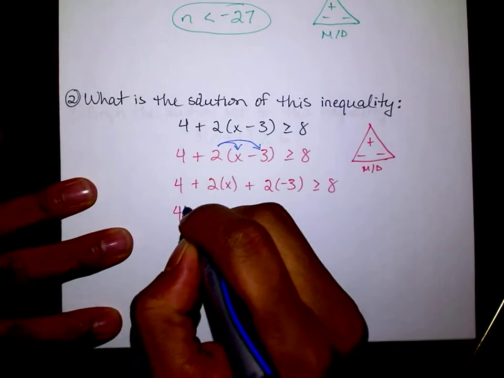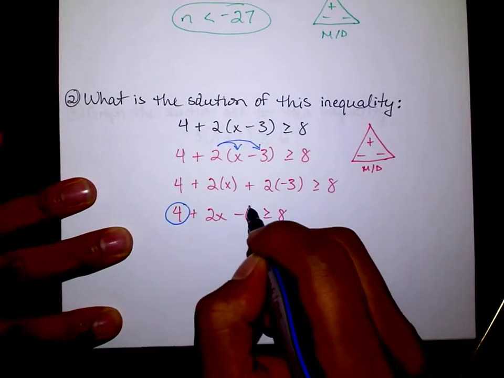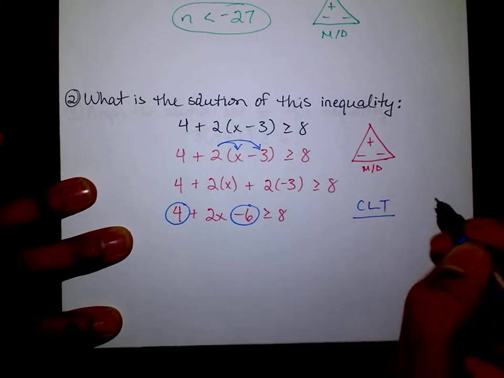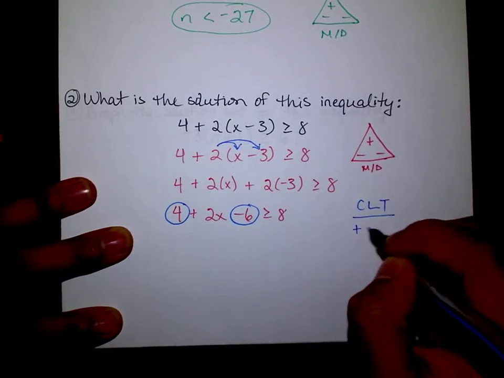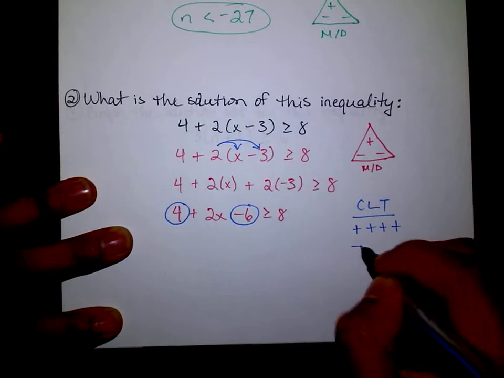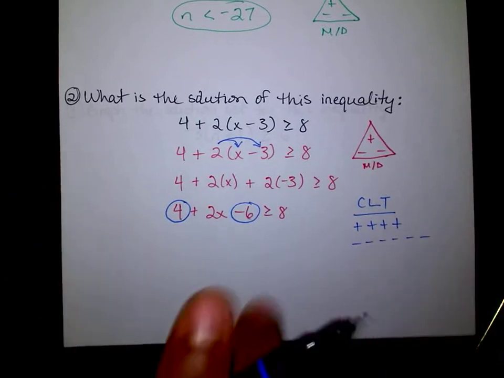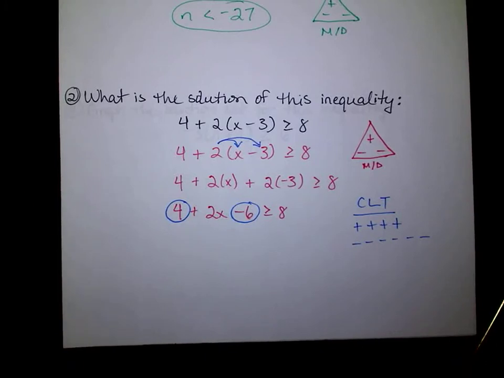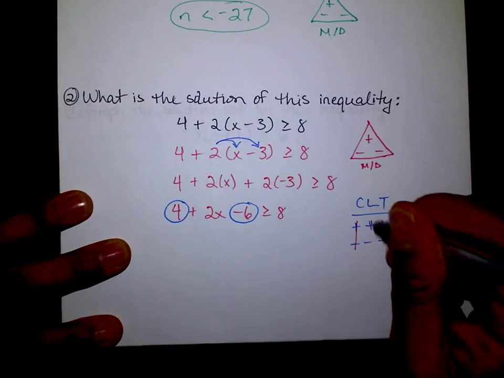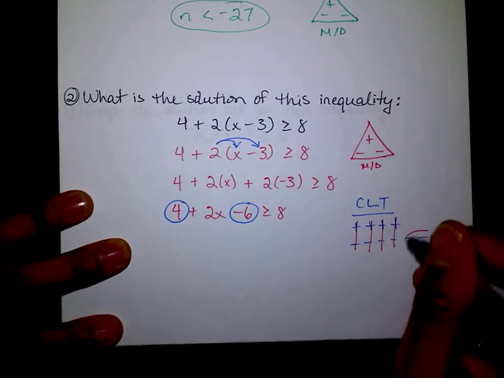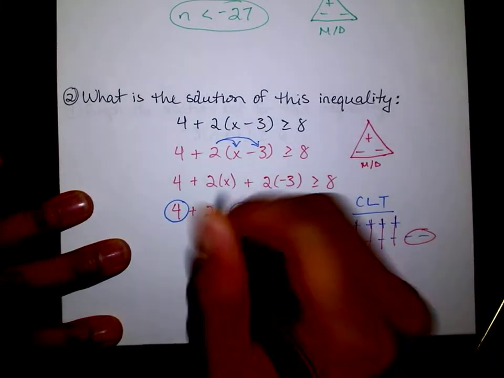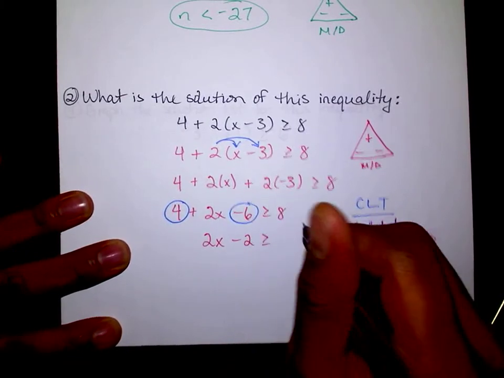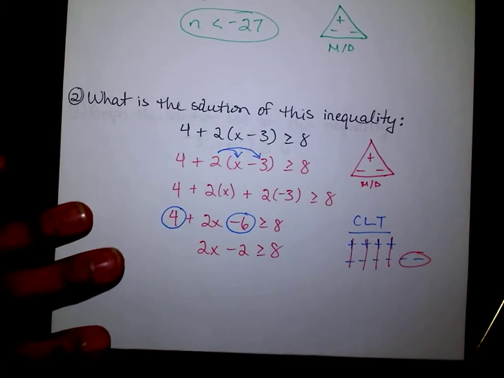So when we combine like terms, we have a positive 4, negative 6. Positive 4: 1, 2, 3, 4. Negative 6: 1, 2, 3, 4, 5, 6. Get rid of your zero pairs. 1, 2, 3, 4. Count what's left over, negative 2. So it's going to give us 2x, negative 2, greater than or equal to 8.